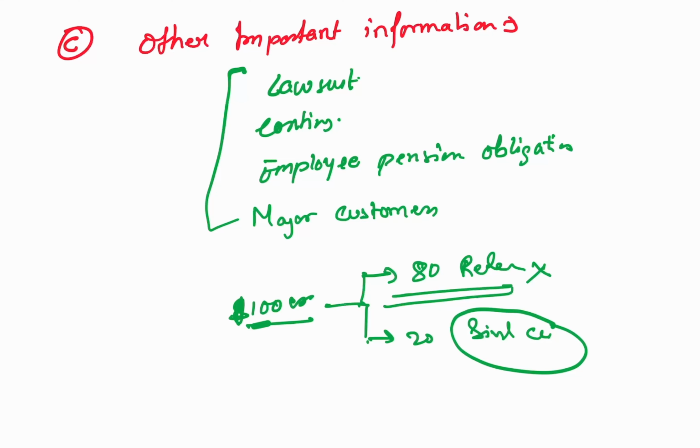Example, I tell you, if Zomato is being sued by some restaurant chain, that will definitely impact their profit later. Clear? So you should know in the footnotes that this can happen in the near future. Clear?